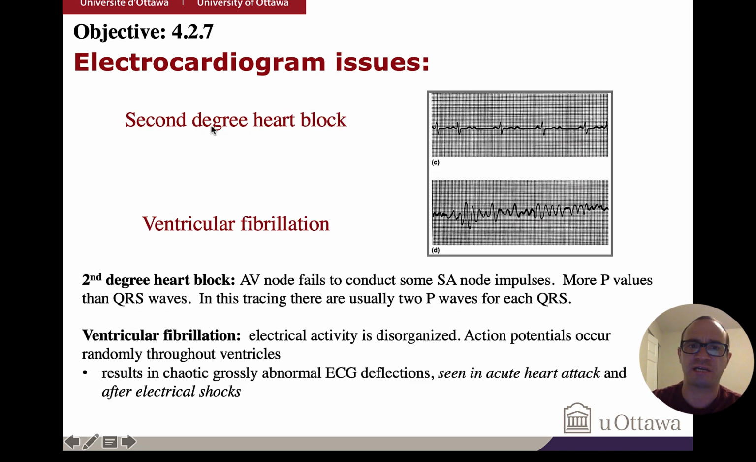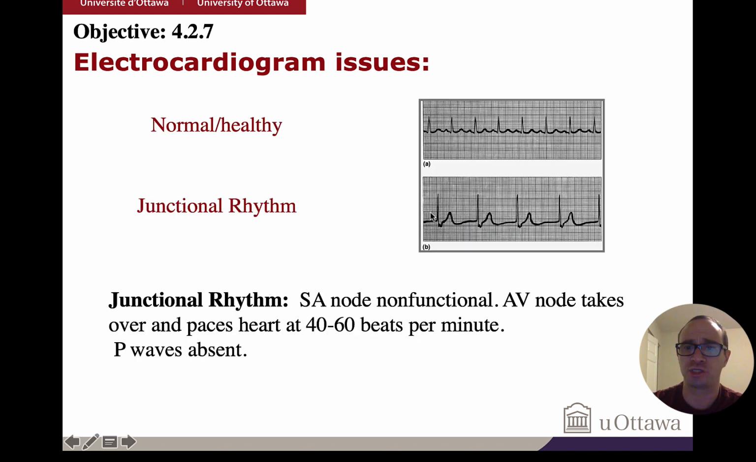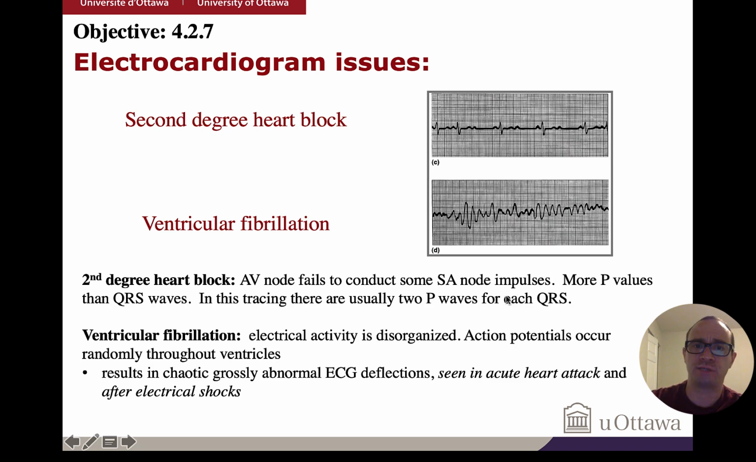There's something else called second degree heart block. That's the companion piece to the junctional rhythm. So if junctional rhythm is all about the SA node, then second degree heart block is all about the AV node. And this is when the AV node fails to conduct the impulses that are coming down the line from the SA node.